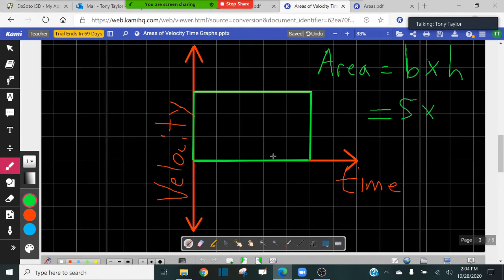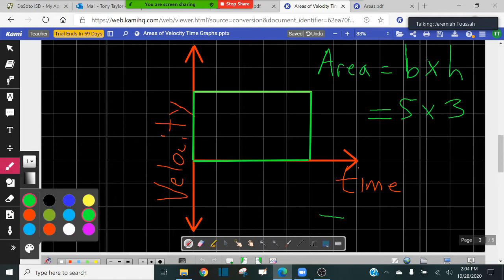I heard someone say it. What is my height? 3? Yes, it is 3. Specifically, 3 meters per second for my units. And of course, what's 5 times 3? 15. 15 meters.